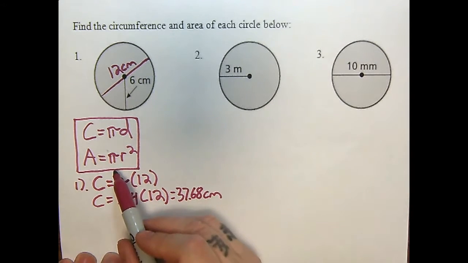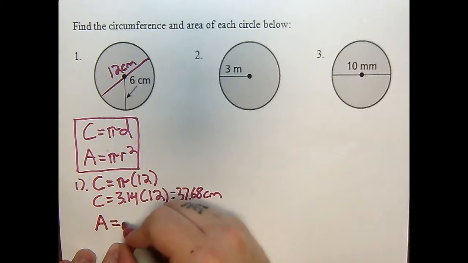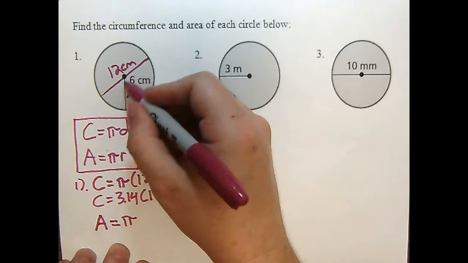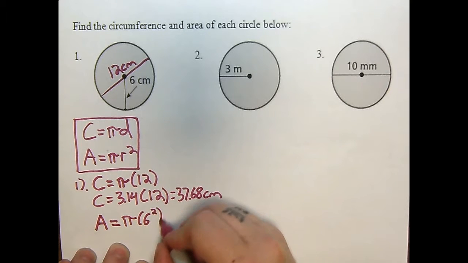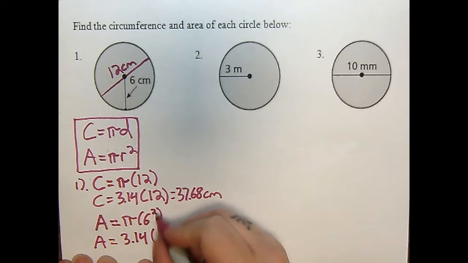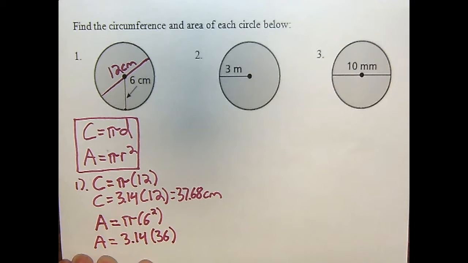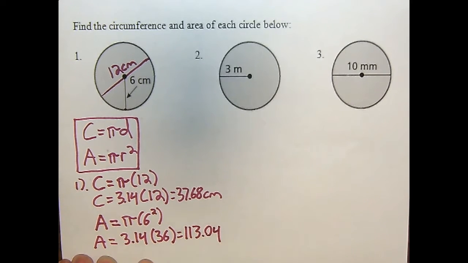Now for area, we use our area formula. So we know that area equals pi times radius, which is halfway from the center to the outside, so 6 squared. And we know 6 squared is just 6 times 6. So this breaks down to area equals 3.14 times 36. We take 3.14 times 36 and we get 113.04. But we know the area is 2 dimensions, so we need centimeters squared.